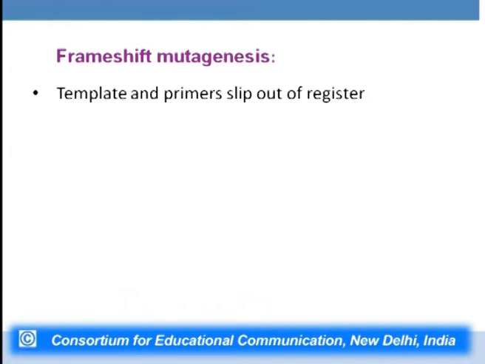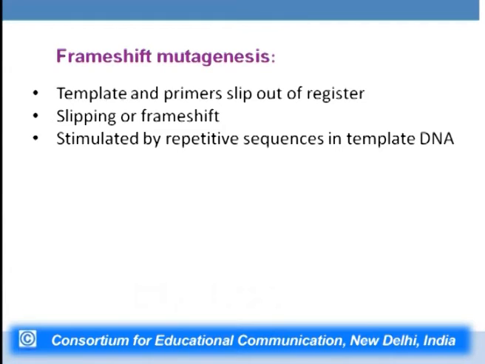Now, there might be times that during replication, template and primers might slip out of register, and after slipping the complex will come back to a specific place and start replicating from a position where it was not present earlier. This will lead to a frameshift mutation, and this is stimulated by repetitive sequences like dinucleotides or trinucleotides in the template DNA. These sequences are very commonly found in DNA microsatellites, and frameshift mutation occurs very commonly in these sequences because they have di or trinucleotide repeats.